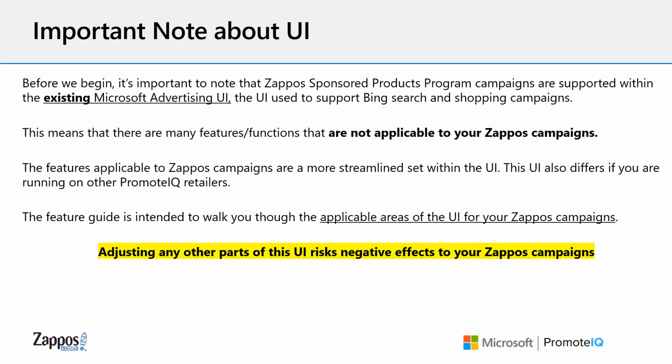This UI also differs if you are running on other PromoteIQ retailers. The feature guide is intended to walk you through the applicable areas of the UI for your Zappos campaigns. Adjusting any other parts of this UI risks negative effects to your Zappos campaigns.